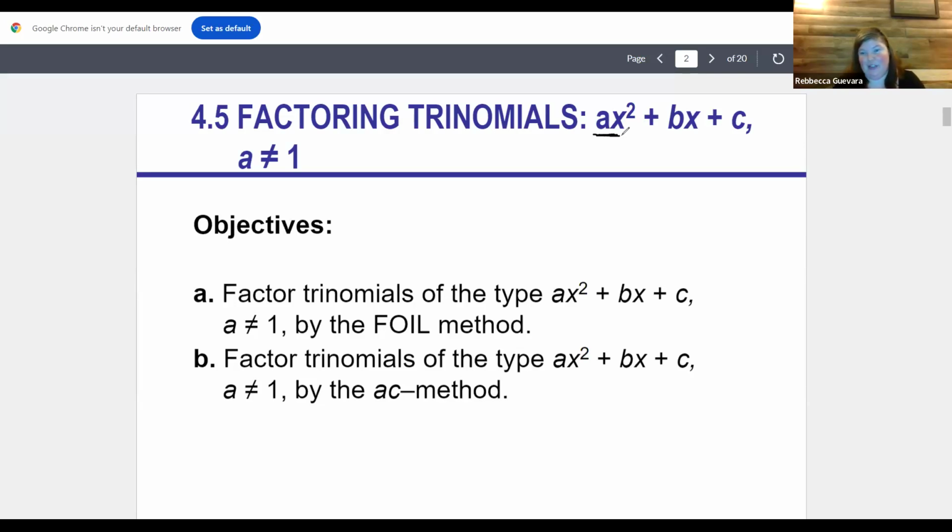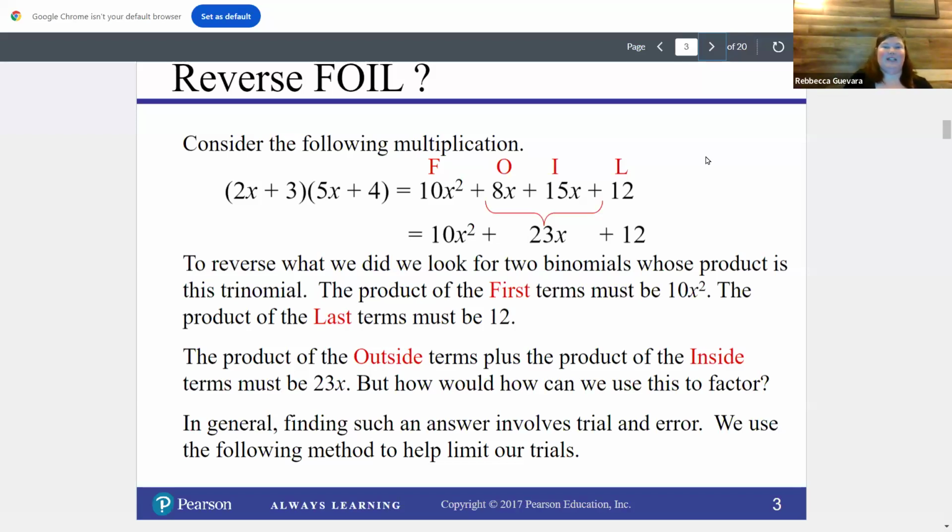Personally, I like the AC method because it's quick and easy. But like I said, it's not always a method that clicks. So going back to the idea of the reverse FOIL, we want to consider the following multiplication.